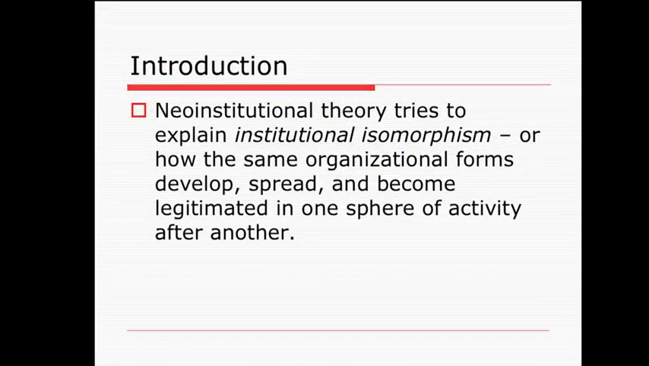Neo-institutional theory tries to explain institutional isomorphism, or how the same organizational forms develop, spread, and become legitimated in one sphere of activity after another. The theory tries to explain how and why spheres of activity, like organizational fields of biotechnology or education, are composed of organizations that look more alike than they differ.